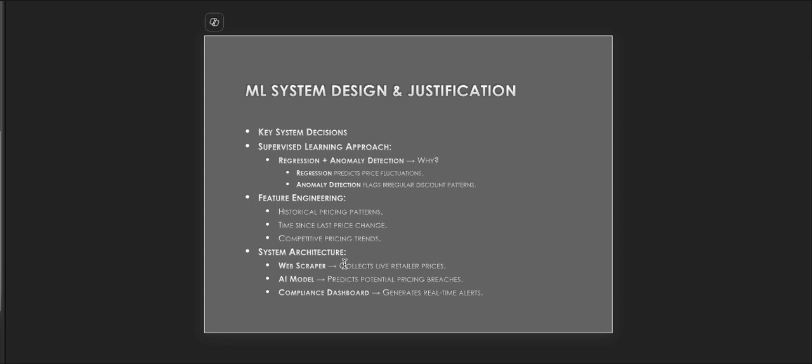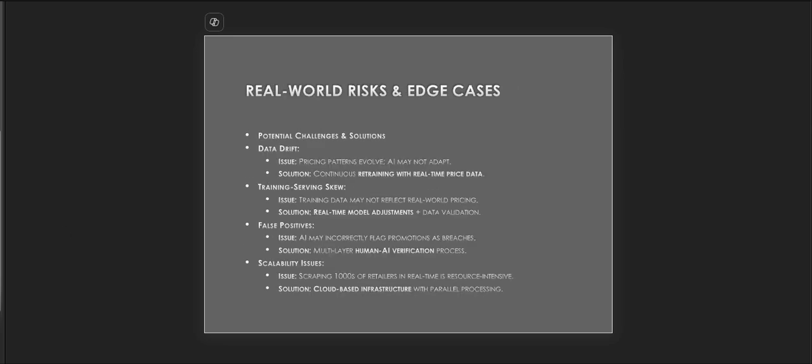System architecture: web scraper collects live retail price, AI model predicts potential pricing breaches, compliance dashboard generates real-time alerts. Real worst and edge cases. So the challenges are very, very data related, because there's a high likelihood that this is all new data. There's new products all the time. So essentially you need to train AI to understand how to detect pricing patterns, how they evolve, how websites work.